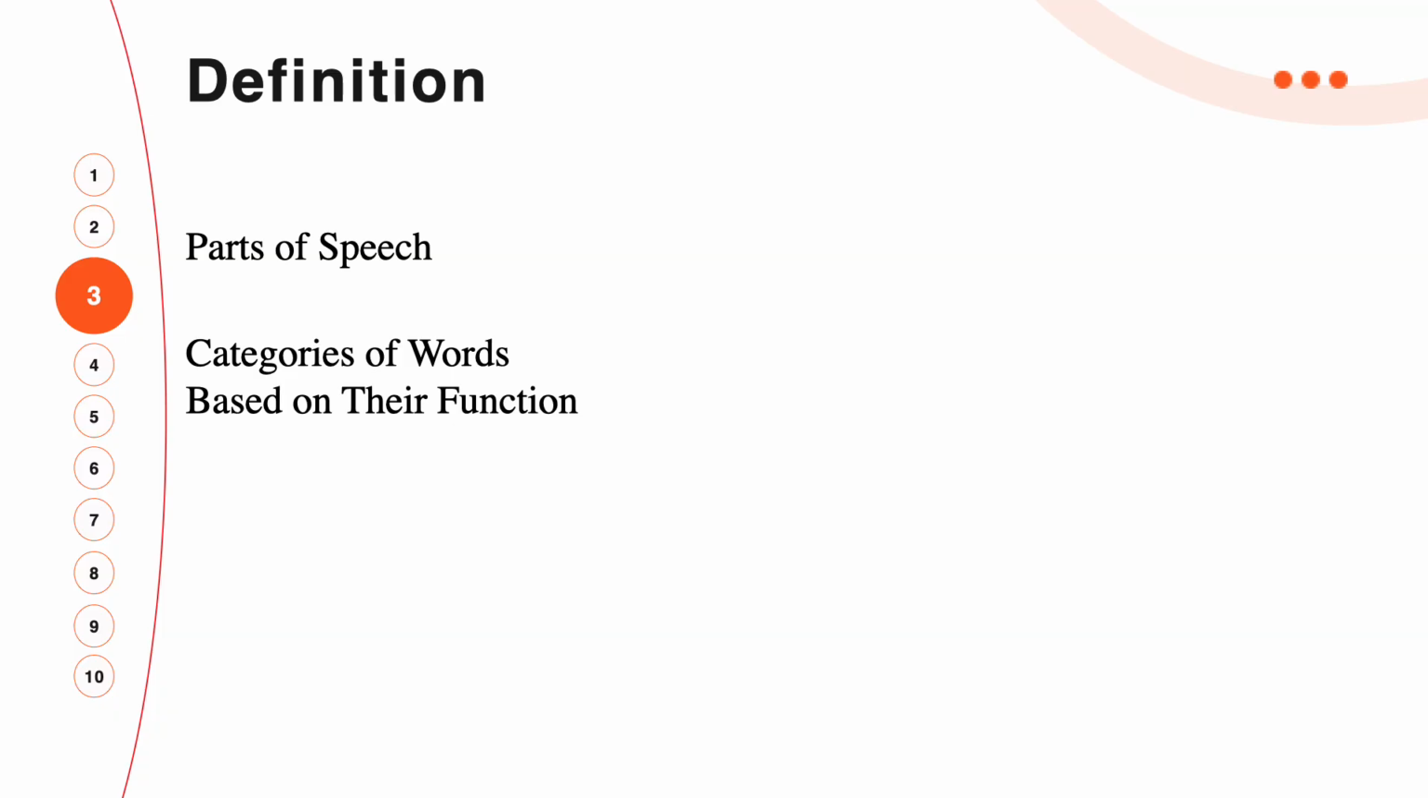Some words are used to name things, some are used to show action, some are used to describe something, some are used to connect ideas. So instead of looking at the words randomly, English grammar organizes them based on their purpose. These organizations help us understand how sentences work. And once you see the pattern, grammar becomes much easier to learn.